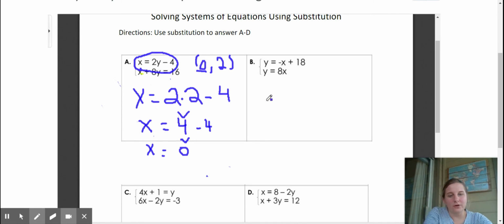Okay, so you're going to go ahead and continue to work on that. Solve for all of them the same way. So wherever you see where the y is, you're going to replace it with something else.